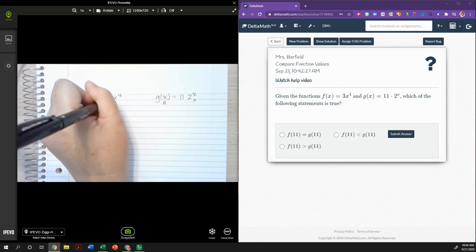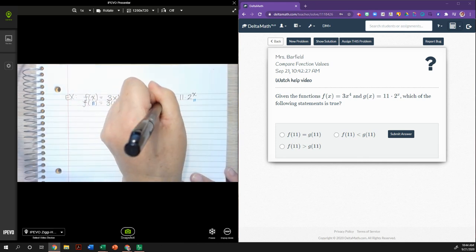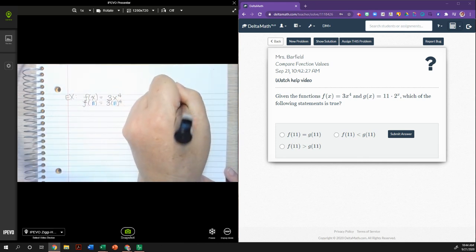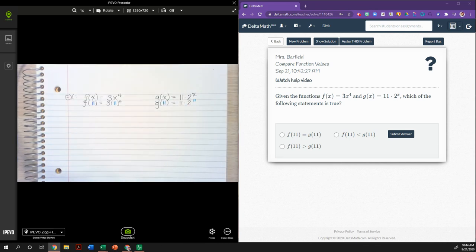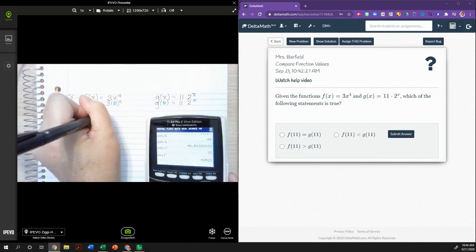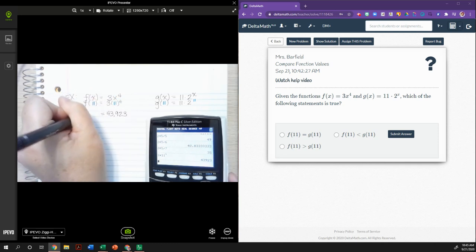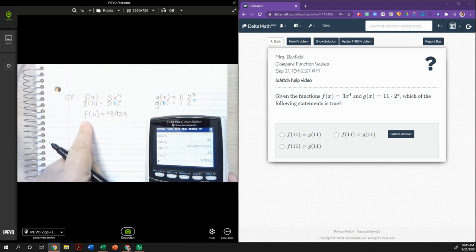So f of 11, 3 times 11 to the fourth, and then what happens when I put in g of 11, okay? All right, and then at this point, this is where I would get out a calculator to ensure that my calculations are correct. Okay, so I want to do 3 times 11 to the fourth. So 3 times 11 exponent of 4. Okay, so that gives me 43,923. So that's f of 11.